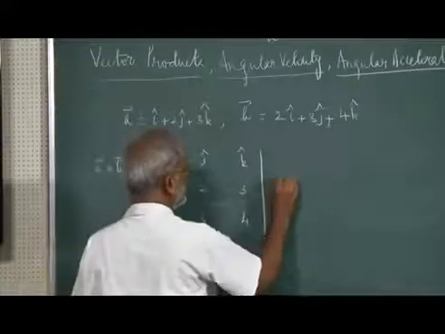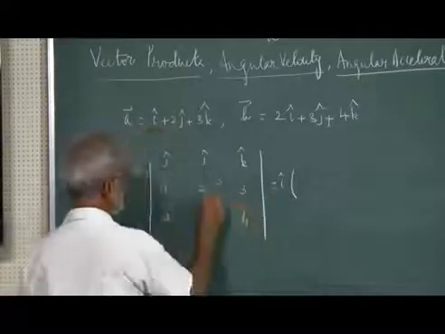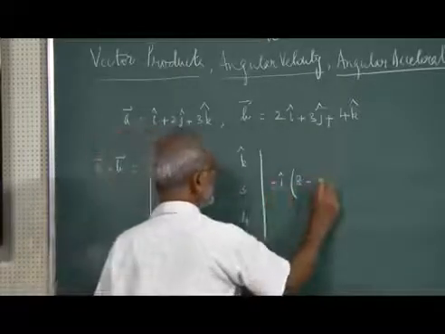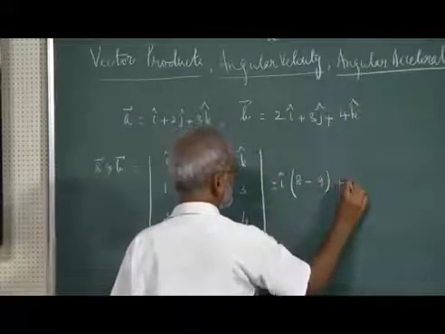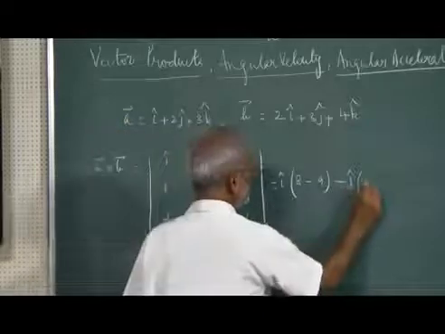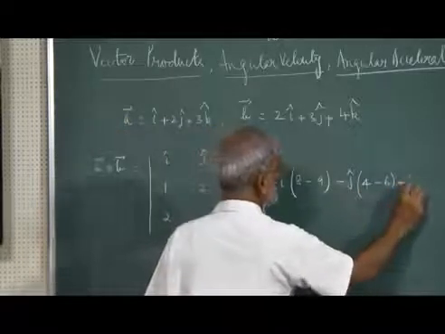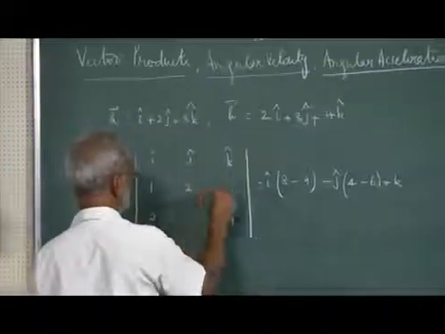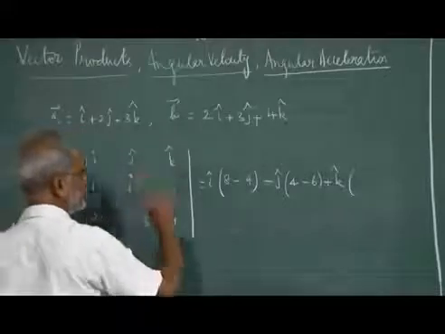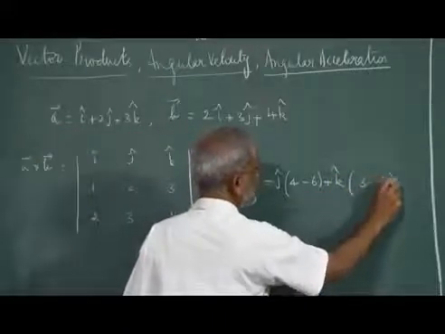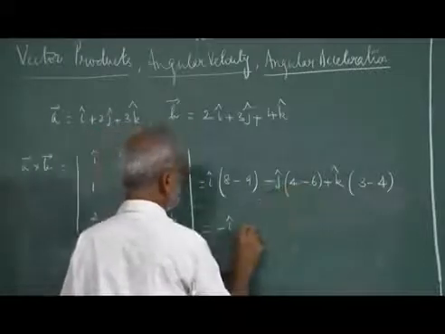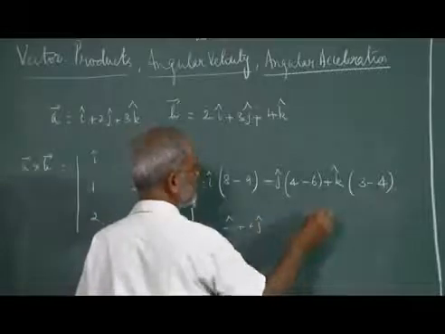Now this will be I times (4 into 2 is 8, 8 minus 9), plus minus j into (4 minus 6), plus k into (3 minus 4). So this is minus I, then plus 2j, minus k.